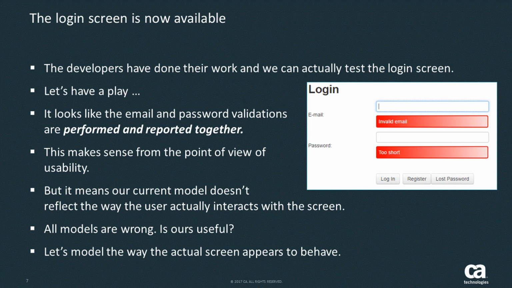So our model is wrong, okay? Our current model is wrong because it doesn't reflect this user interaction. So let's model the way the actual screen appears to behave as another exercise and see where that takes us.